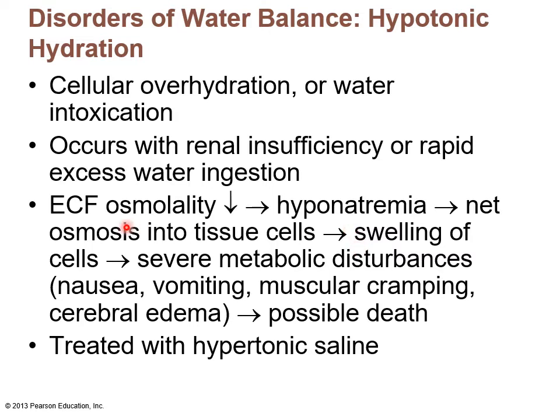So that causes a net osmosis of fluid into tissue cells. It causes the tissue cells to swell, which can result in severe metabolic disturbances, and that can result in vomiting, nausea, muscle cramping. And the real problem is if you get swelling in the brain, cerebral edema, there's no place for that fluid to go because the brain's in the skull, and that can possibly result in death. There have been cases of people drinking extreme amounts of water that have died from cerebral edema.